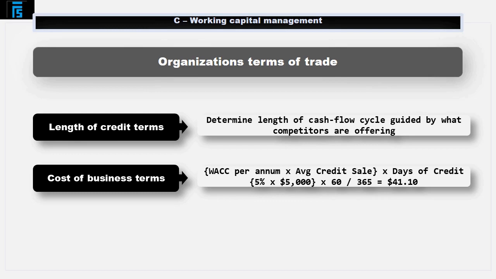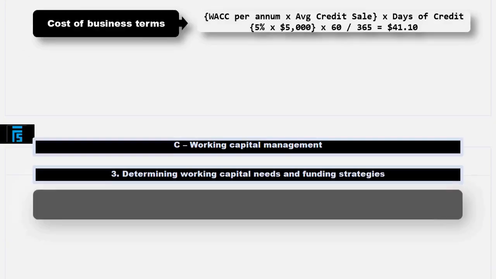Now companies could look at how much it would cost them for, say, 30 days or 40 days and compare. Armed with this information, the organisation can evaluate different terms of trade and their cost benefit, i.e. the cost of financing them versus the potential sales lost by changing these terms.